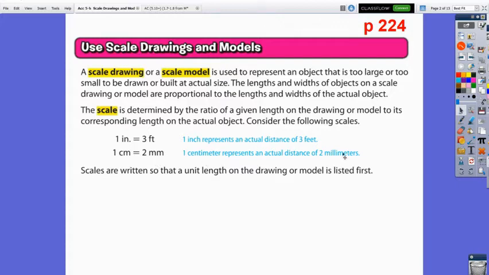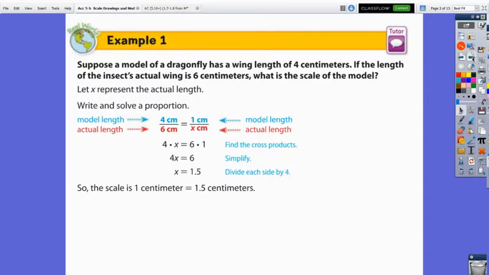And lengths and widths are all proportional. So all measurements in scale models are in proportion. So suppose, here's an example, you have a dragonfly. The normal dragonfly has a 4 centimeter wing length. Okay, and then there's the actual, the model is 4 centimeters. The actual length of the insect's wing is 6 centimeters. So this is not a very significant use of a model. You could just be doing a real world sculpture of a dragonfly, I guess.